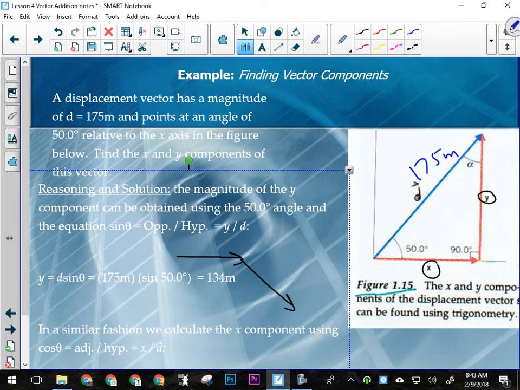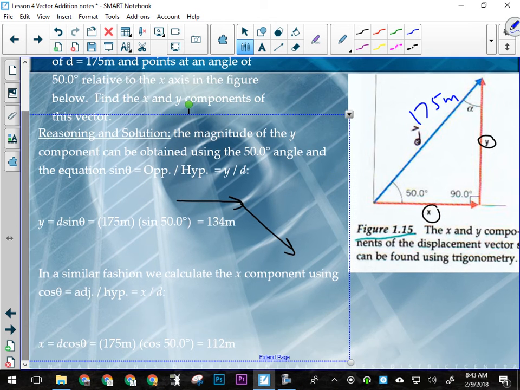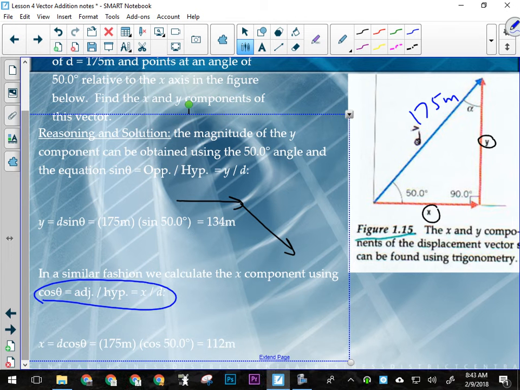X is which side? Opposite or adjacent? It's adjacent because I'm dealing with this 50-degree angle right here. So if I want to find the adjacent side, then I use cosine. Down here, I find the adjacent side. I'm going to take the hypotenuse, 175 meters, multiply by the cos of 50, and that will tell me that this side is 112 meters in length.